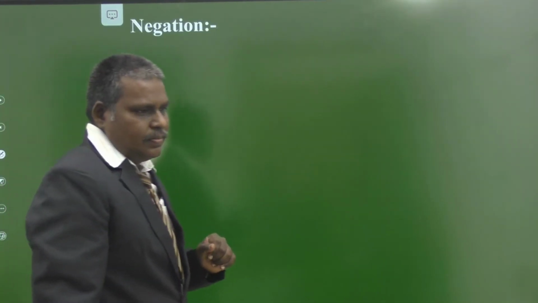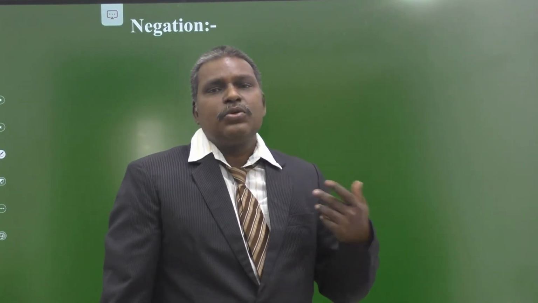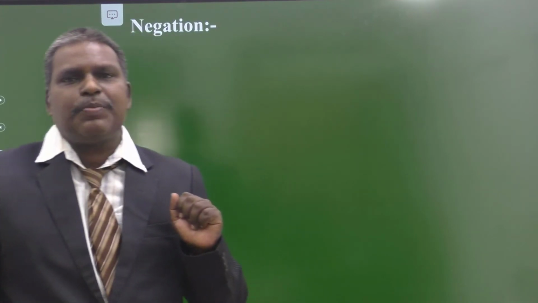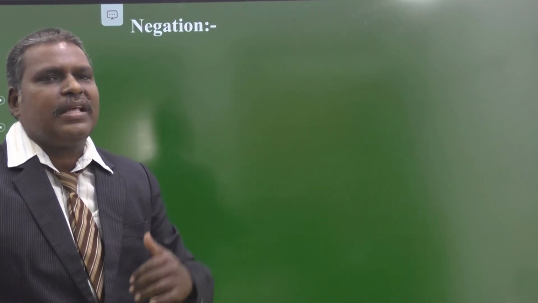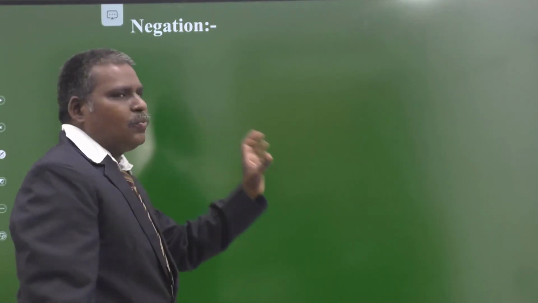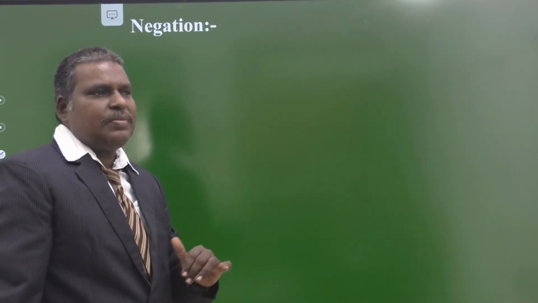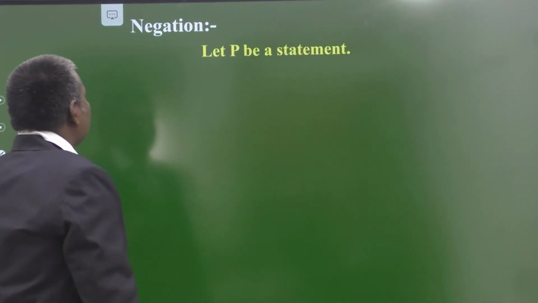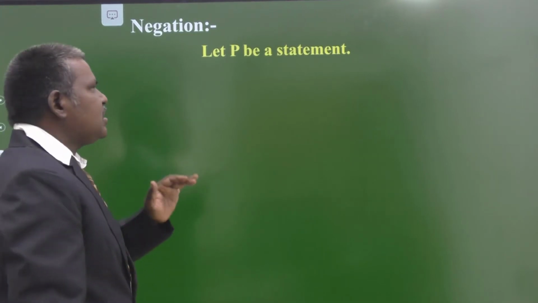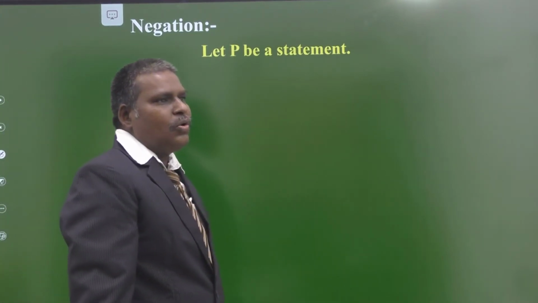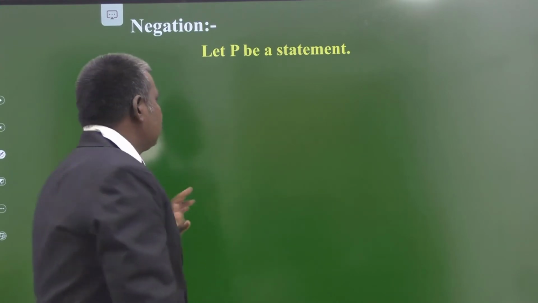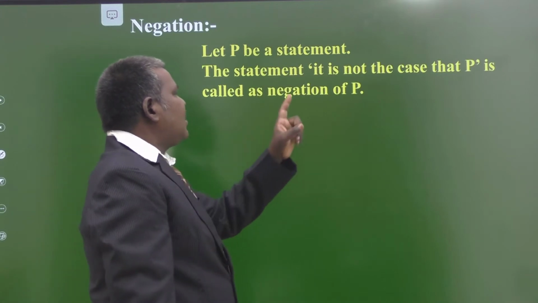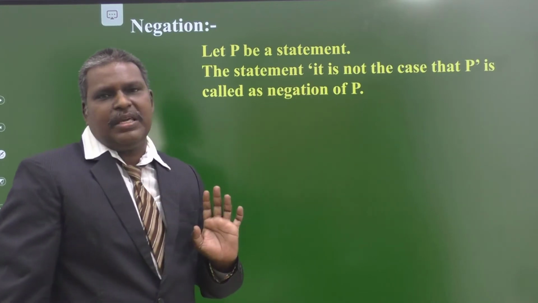What is negation? Negation is defined for the truthness of a statement. Suppose a mathematically acceptable statement is there. How do we define the negation of that statement? By negation, we mean not. Negation means N-O-T, not. Let P be any mathematically acceptable statement. It may be either true or false, my dears. The statement "it is not the case that P" is called the negation of P.